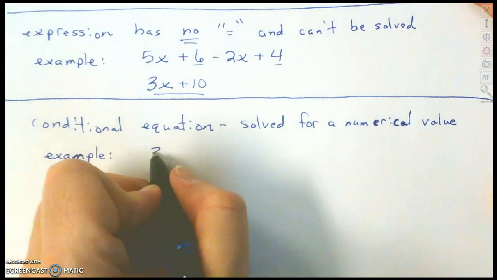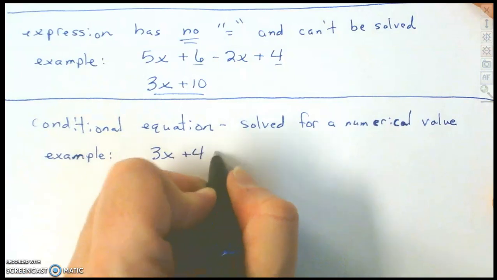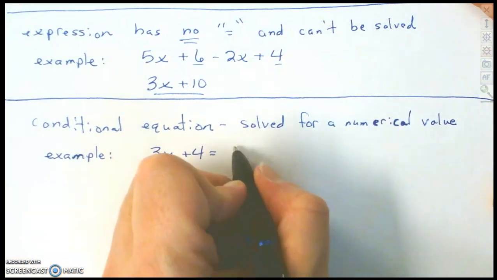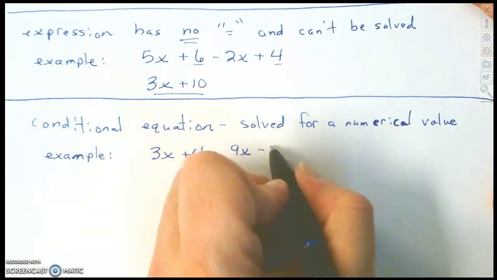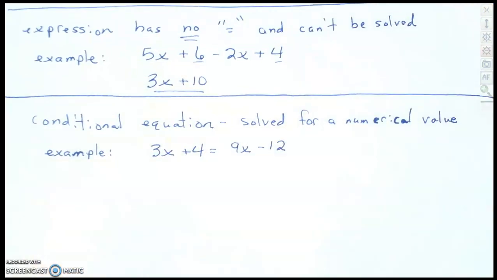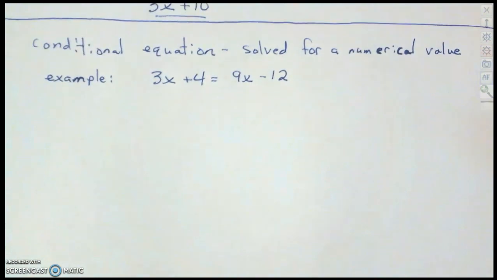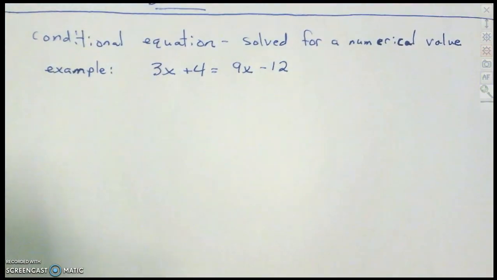How about we have 3x plus 4 equals 9x minus 12. So this is a very simple to solve conditional equation. And what do we want to do? We want to solve it. We have an equal sign. So when we solve equations, what do we try to do? Our goal is going to be, we get the variable on the left-hand side, everything else on the right-hand side. You can do it in multiple steps, or you can do a lot of steps at once.